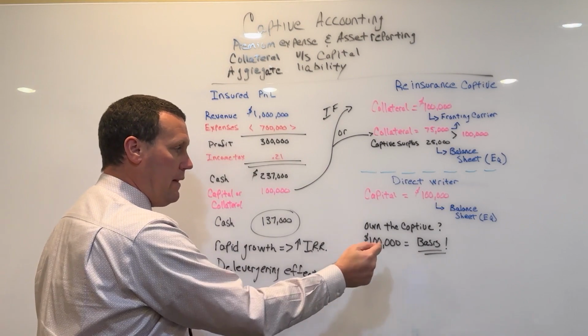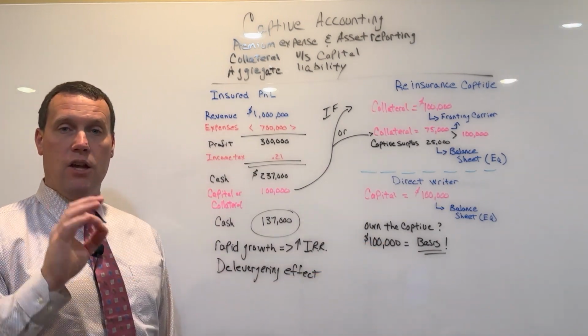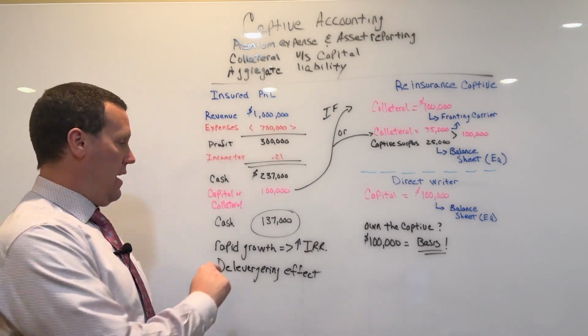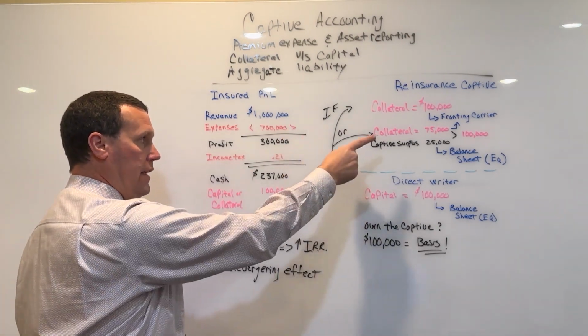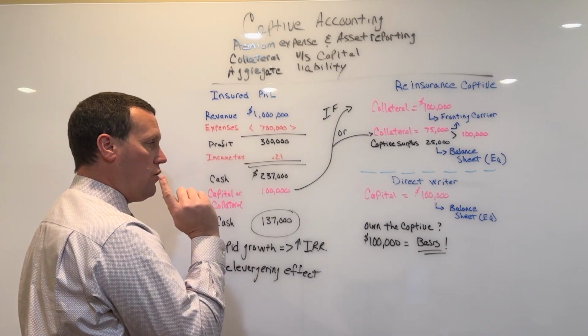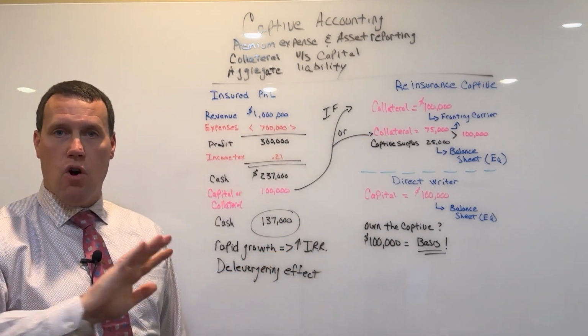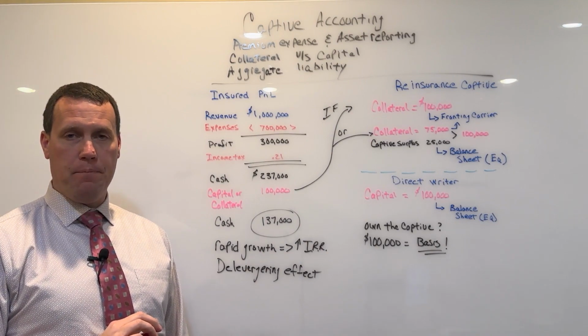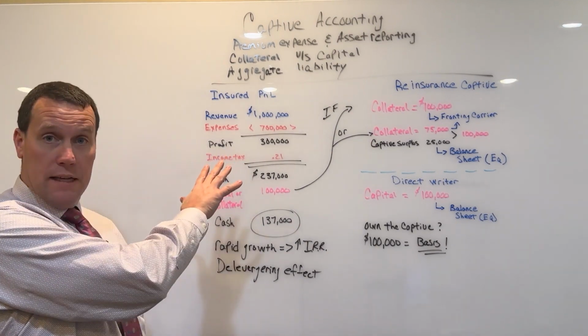Your investment in a captive is always going to be capital. That's the difference. Collateral goes to the fronting carrier, capital goes to the captive. They are not interchangeable. Hope you can pick that up now. Okay? So, hope this was interesting.